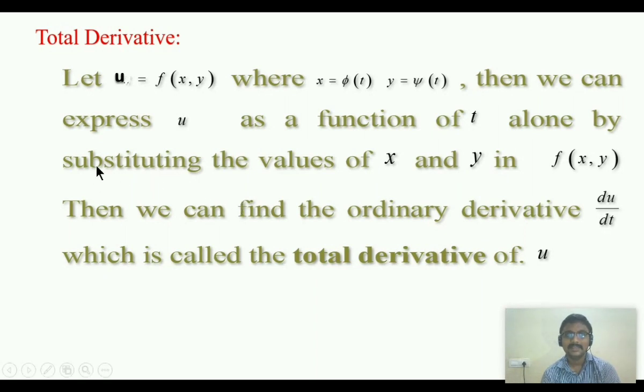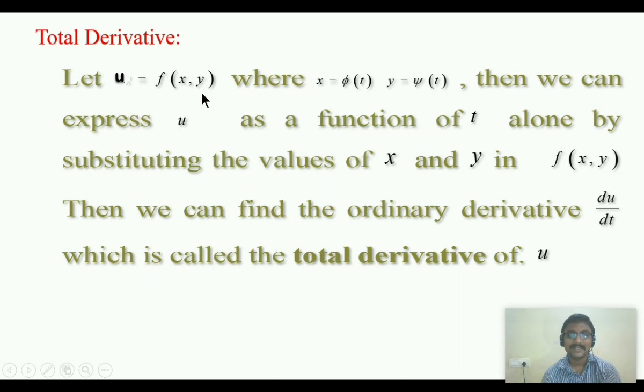That means u is a function in terms of x, y, where x is phi of t and y is psi of t. That means both x and y are functions of t. Then we can express u as a function of t alone by substituting the values of x and y in f of x, y. Then we can define the ordinary derivative du by dt, which is called the total derivative of u.